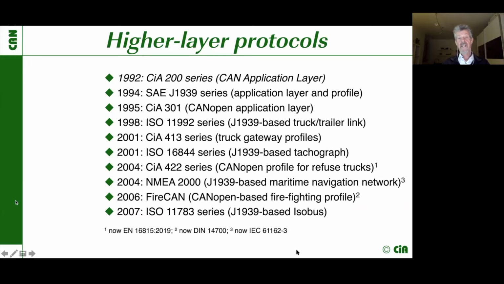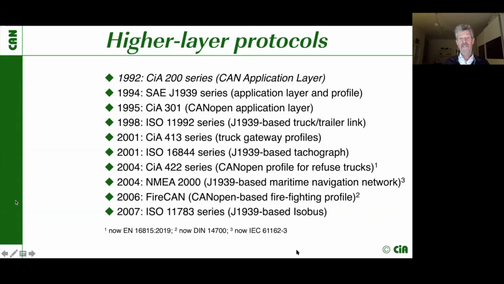In 1998, there was another J1939-based network with two partners, a truck and a trailer, and they were linked in the ISO 11992, the 2 series. We come to that in more detail. CIA then published, 3 years later, the first CiA 413 series of truck gateway profiles connecting J1939 networks and CANopen networks.